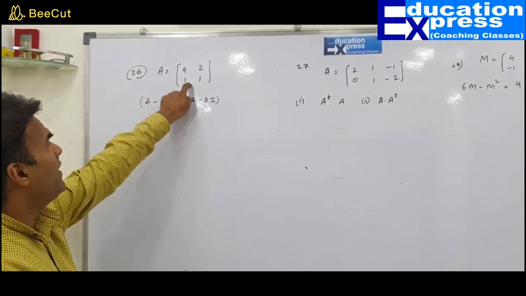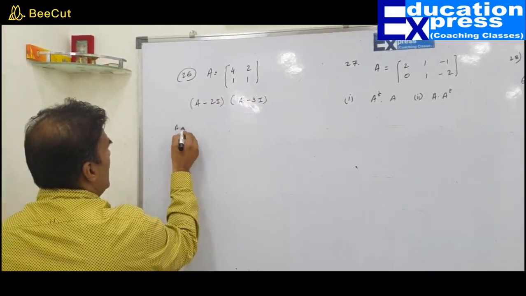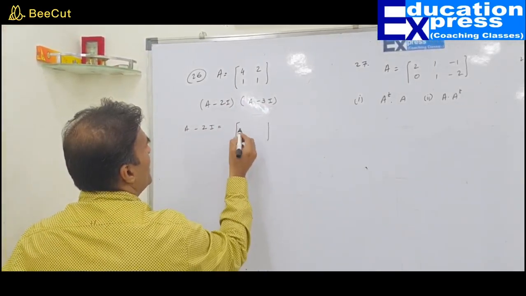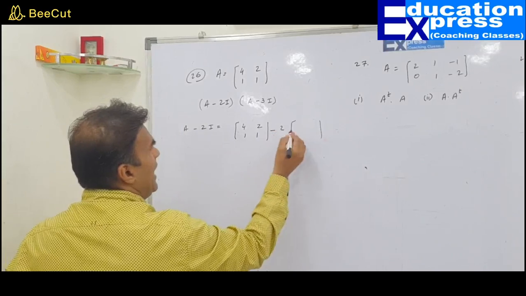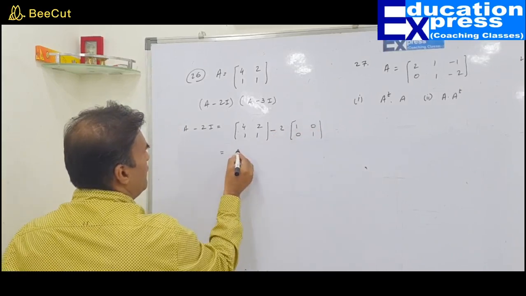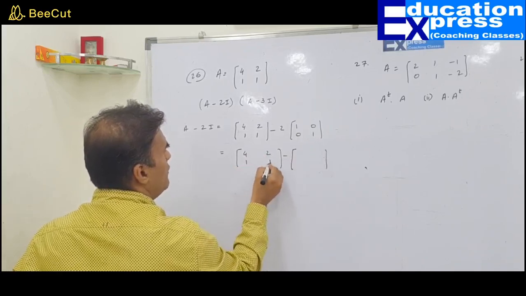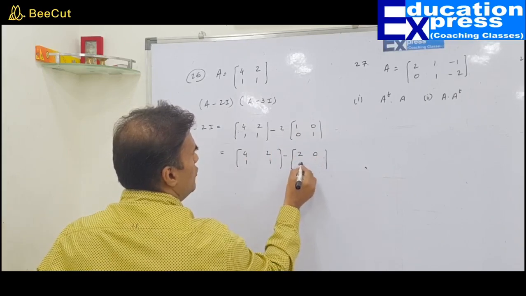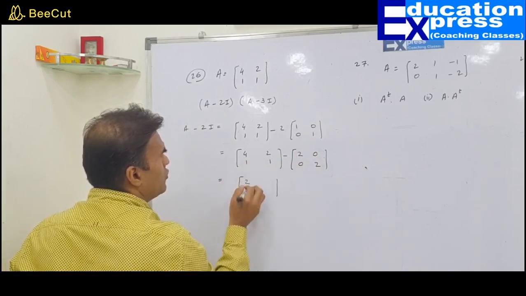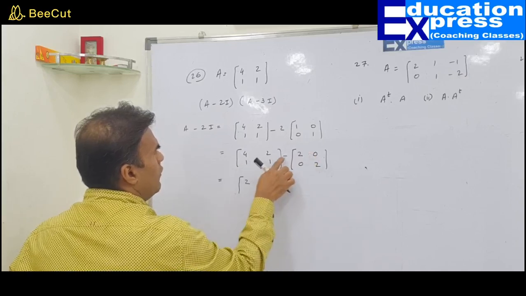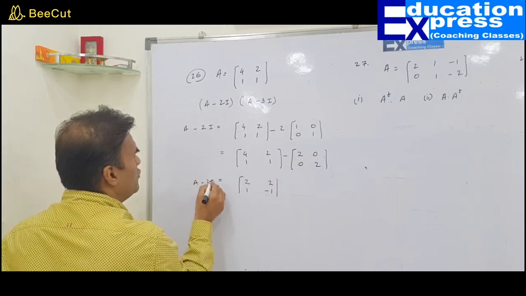Value of matrix A provided to us. We have to find the product of A minus 2i, A minus 3i. So A minus 2i would mean matrix A 4, 2, 1, 1 minus 2 matrix I means 1, 0, 0, 1. Can we find this matrix? Of course, sir. How do we do that? 4, 2, 1, 1. This will be 2, 0, 0, 2. So the answer will be 4 minus 2, 2. 2 minus 0, 2. 1 minus 0, 1. 1 minus 2, minus 1. This is A minus 2i.